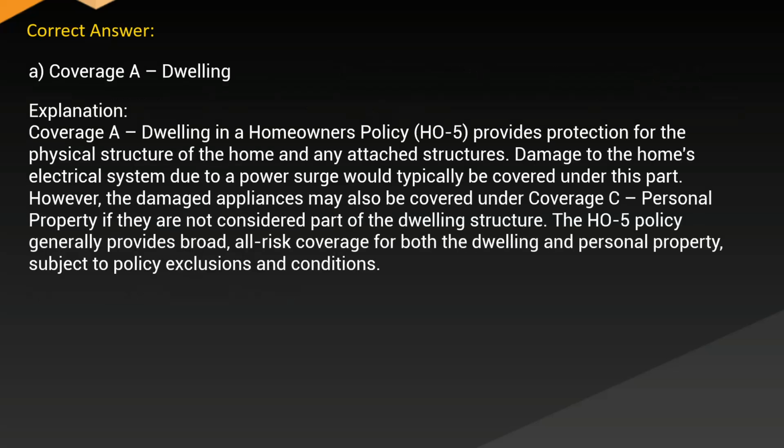Correct answer: A. Coverage A, Dwelling. Explanation: Coverage A, Dwelling in a homeowner's policy HO5 provides protection for the physical structure of the home and any attached structures. Damage to the home's electrical system due to a power surge would typically be covered under this part. However, the damaged appliances may also be covered under Coverage C, Personal property, if they are not considered part of the dwelling structure. The HO5 policy generally provides broad risk coverage for both the dwelling and personal property, subject to policy exclusions and conditions.